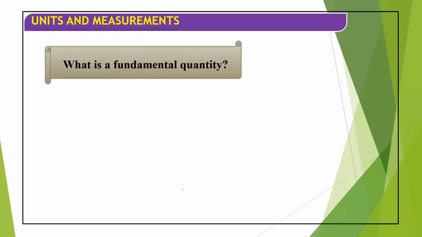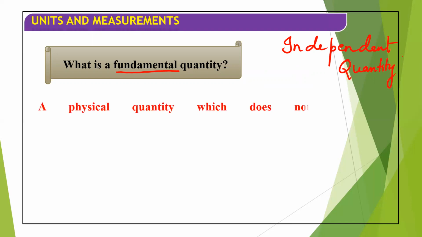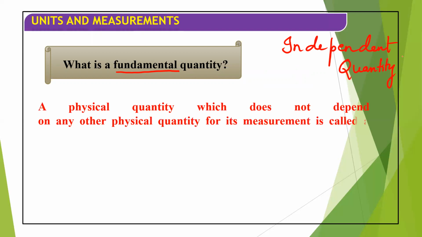Let's go ahead. What is a fundamental quantity? My dear students, in simple words, fundamental means something which does not depend on anybody, something which is fixed. Fundamental quantities do not depend on any other quantities. They are independent quantities. A physical quantity which does not depend on any other physical quantity for its measurement is called a fundamental physical quantity.